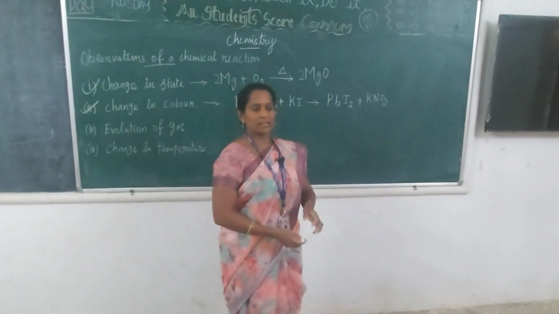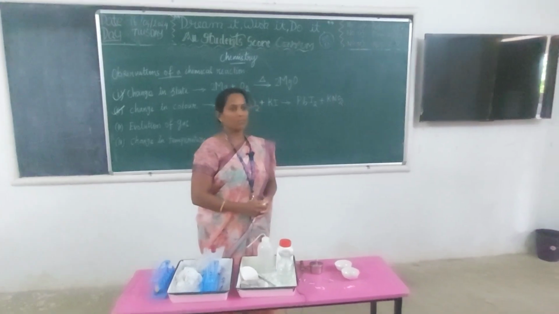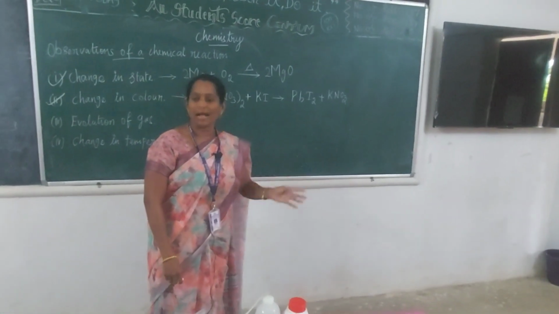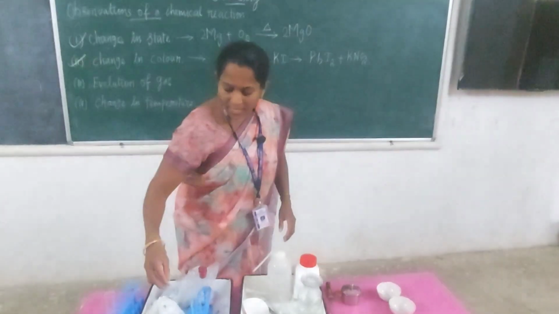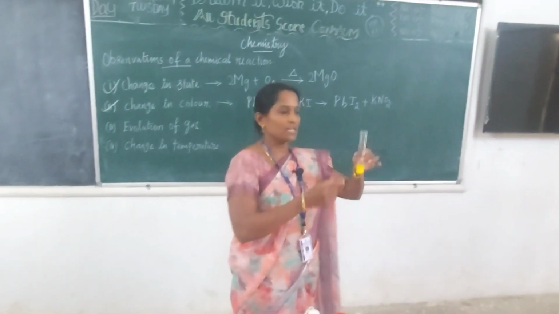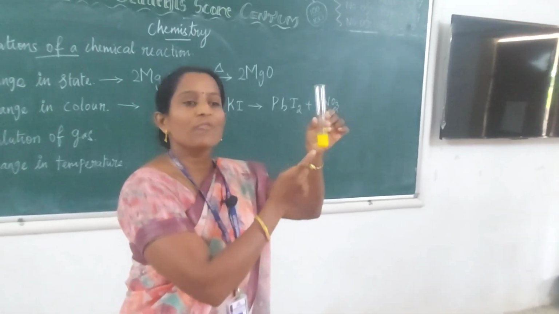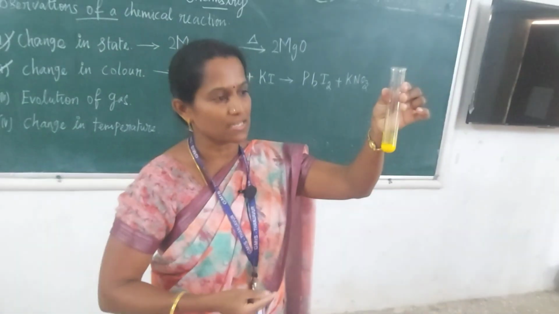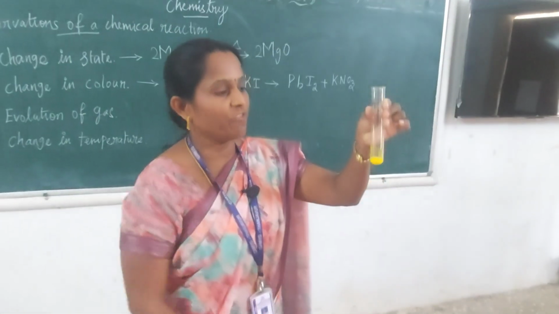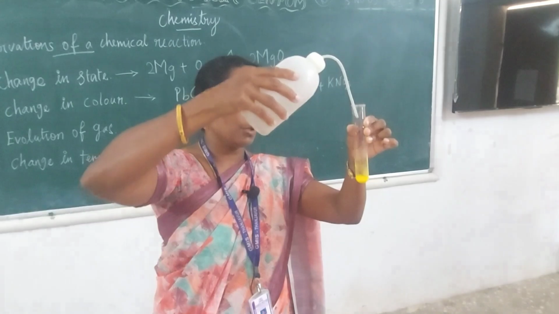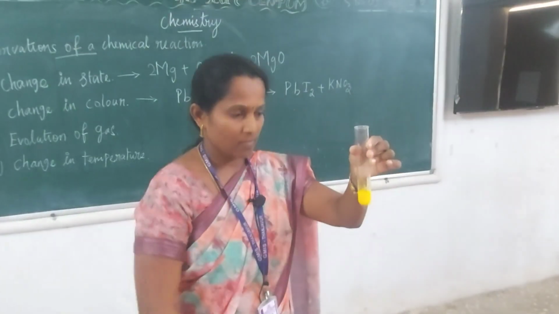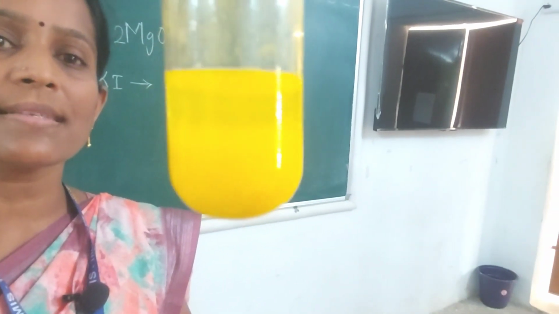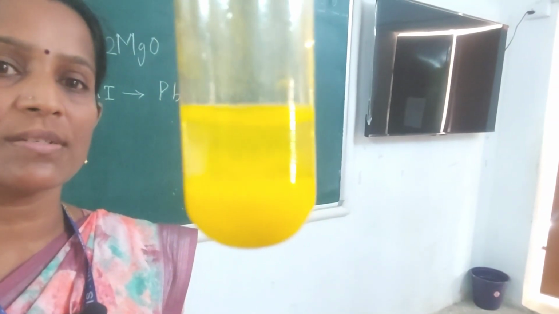What is meant by precipitate? The insoluble solid substance is called precipitate. If we add water into this, the solid substance will not be dissolved. Let's check it now. This one is the solid substance. If we add water into this, it will not be dissolved. So, it is called precipitate.